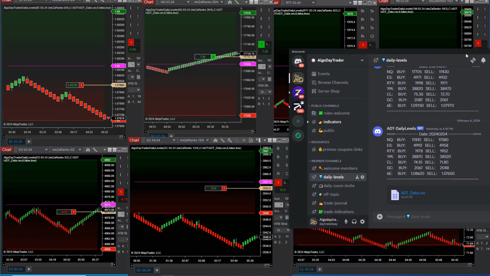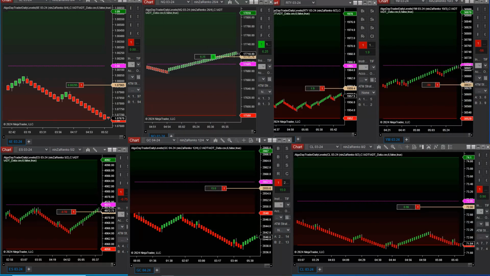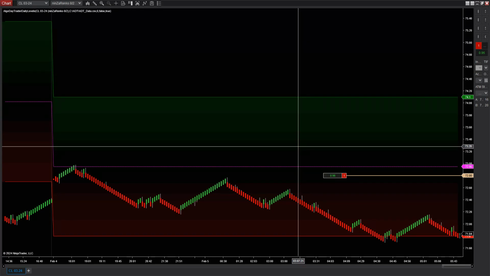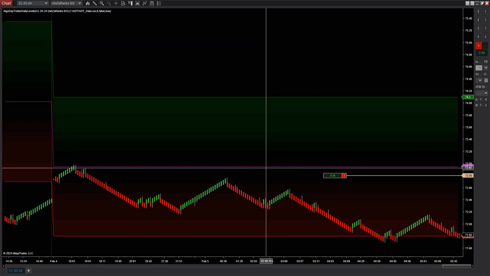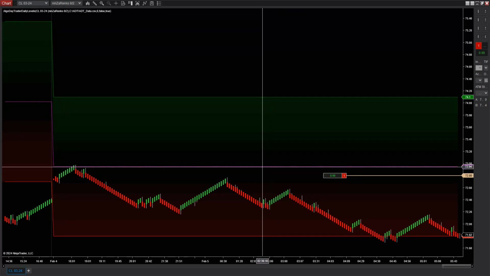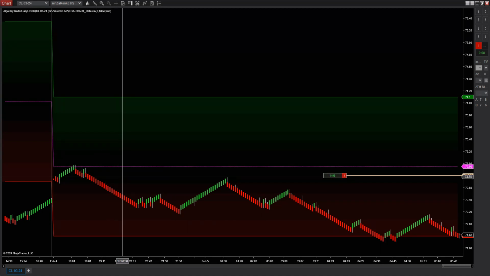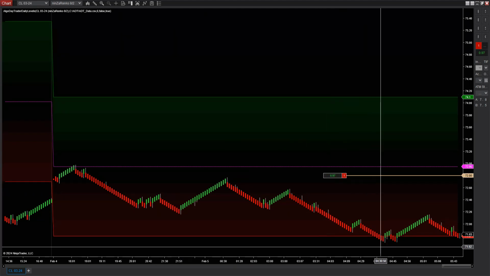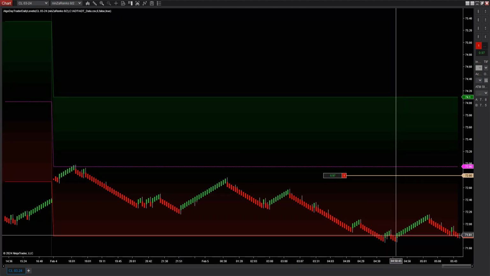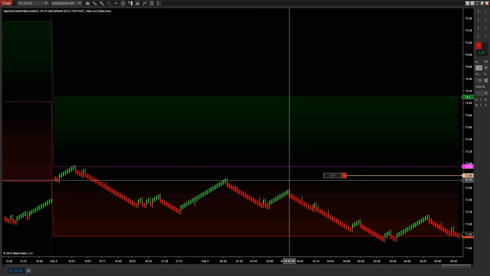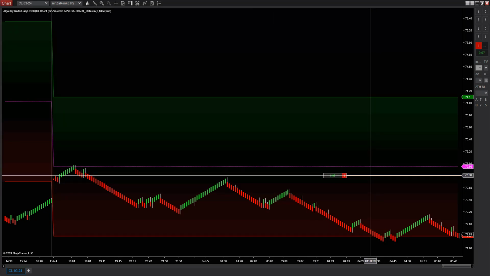One of our members of the group actually created an indicator that plots these levels automatically and finds the midpoint. The reason the midpoint is important is because as price is going below the midpoint, we expect price to hit the sell level, and so below the midpoint we are looking for short trades.